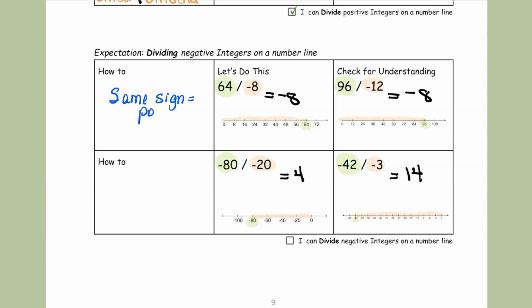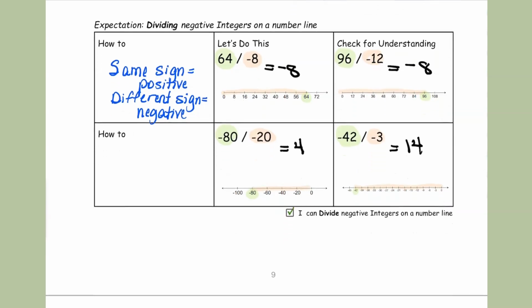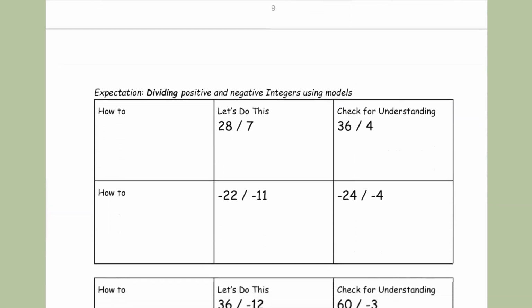Now I'm going to write in just some reminders of what I did. Please make sure that you're writing in your how-to exactly what you're going to do to be successful with this section. The key for me is same signs give me positive answers. That's how I always decide: is my answer going to be positive or negative? Different signs give negative answers. It's as simple as that.